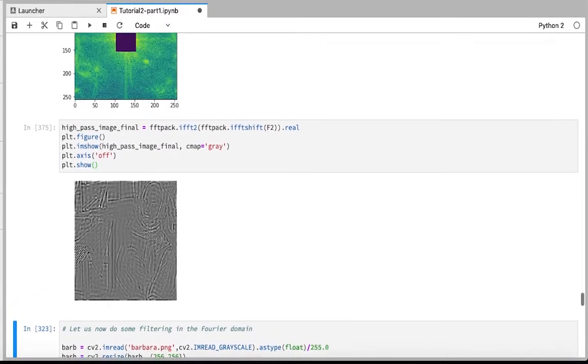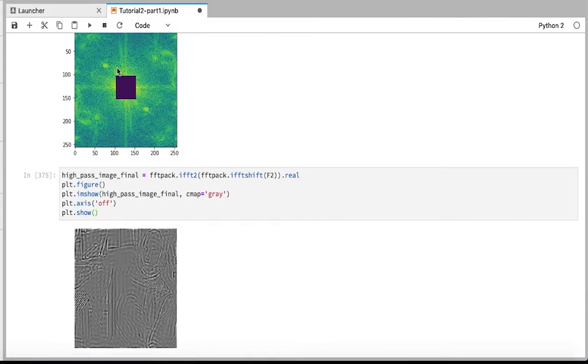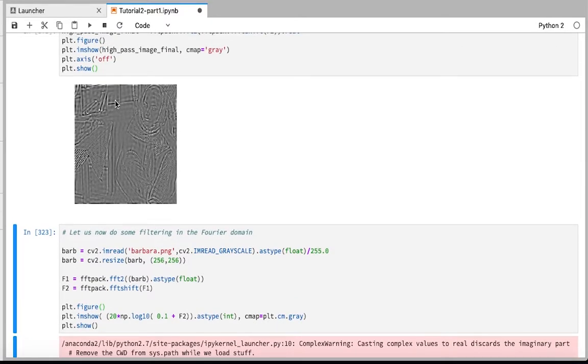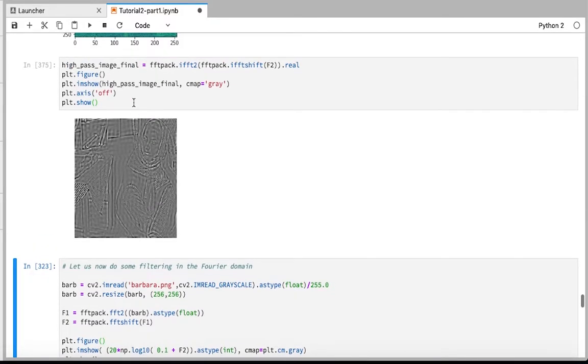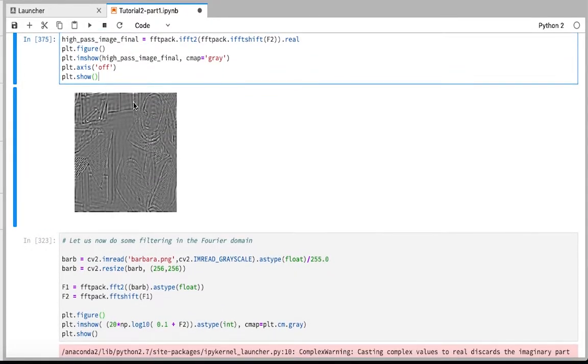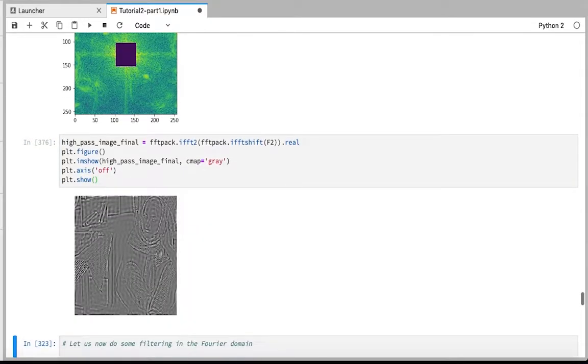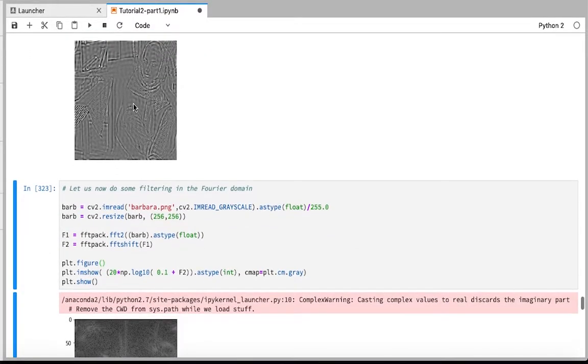When you remove all this stuff and you're remaining with all the rest, you see that it captures all the very sharp details. It kind of looks like what we saw in the last class with the Laplacian convolution. So it is a high pass filter. It's just passing the high frequency content. Otherwise you won't get anything useful, right?